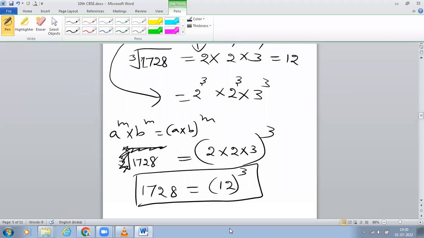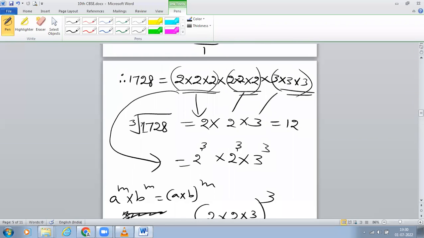What we are doing here is, after finding the prime factorization of the given number, to find the cubic root we have to form a group of three same numbers. Likewise, here we have 3 groups. In all the 3 groups, we have 3 numbers which are same. So in this one group we take 2, in this group we take 2, and in this group we take 3. When we multiply these three numbers, you will get 12. That is the answer for the cubic root of 1728.